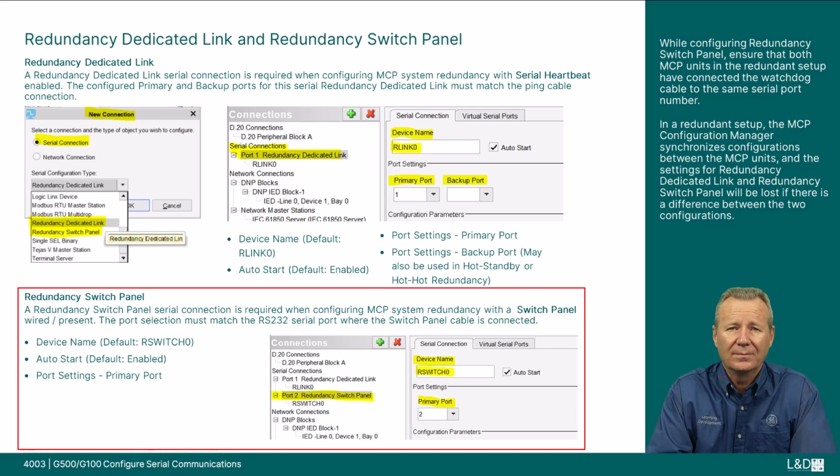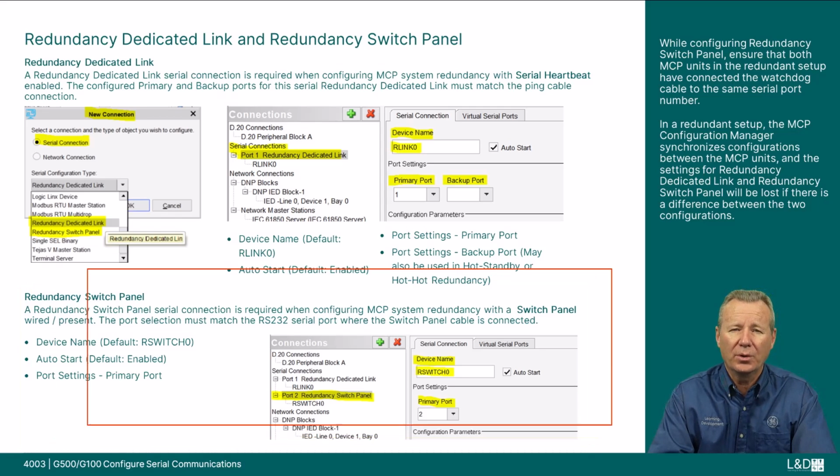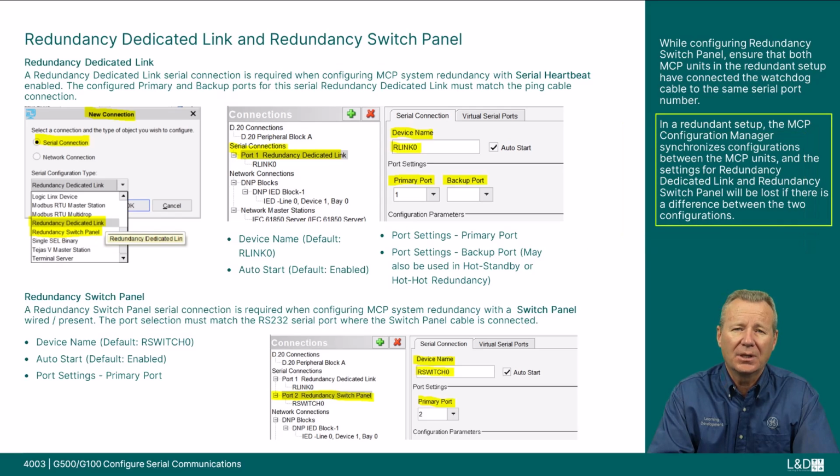Port settings. The port selection must match the RS-232 serial port where the switch panel cable is connected. Ensure that both MCP units in the redundant setup have connected the watchdog cable to the same serial port number. In a redundant setup, the MCP Configuration Manager synchronizes configurations between the MCP units, and the settings for the redundancy dedicated link and redundancy switch panel will be lost if there's a difference between the two configurations.